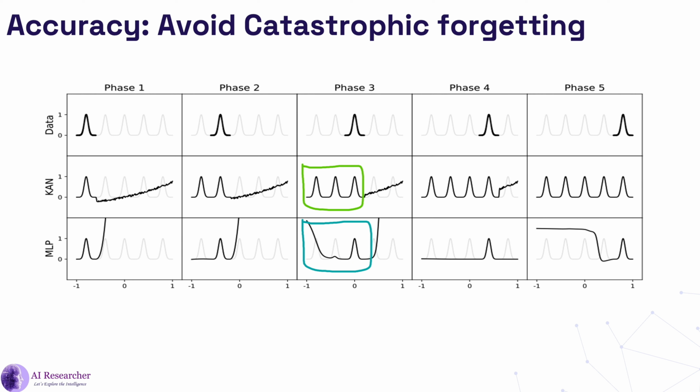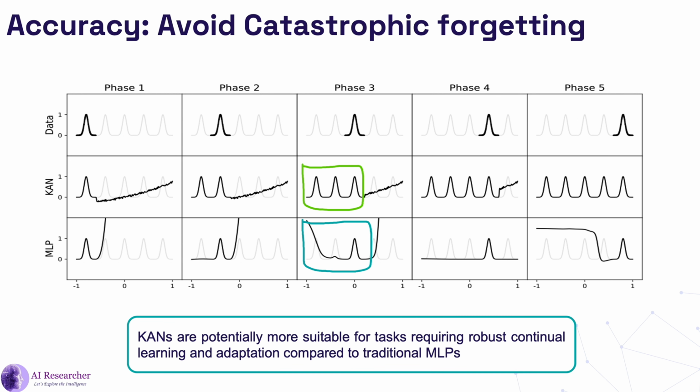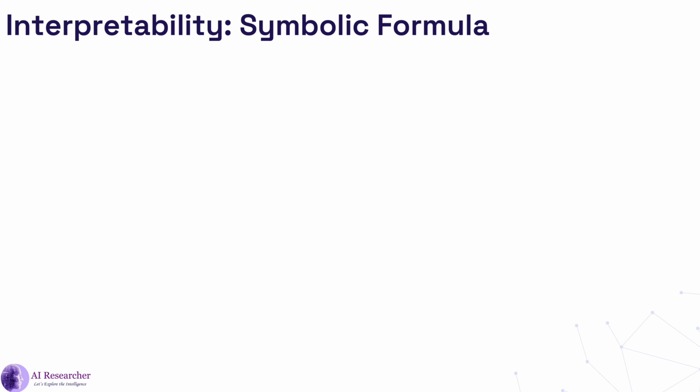In contrast, MLP suffers catastrophic forgetting, where it fails to retain earlier learned patterns as new data is introduced. So that's why KANs are potentially more suitable for tasks requiring robust continual learning and adaptation compared to traditional MLP. Now next is about KAN's interpretability.